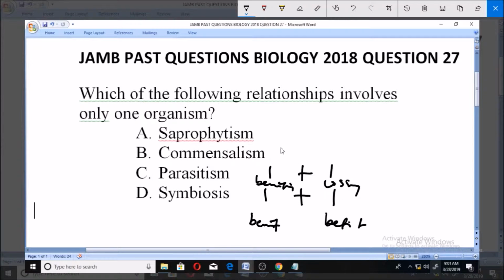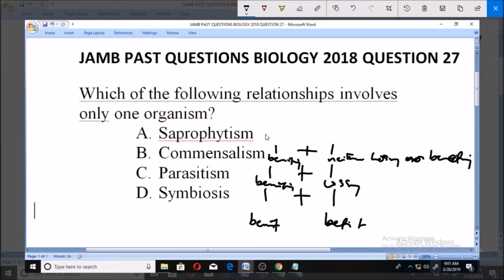In commensalism, we also have two organisms in a relationship. One is benefiting, then the other one is neither losing nor benefiting. You see, it's neither losing nor benefiting.